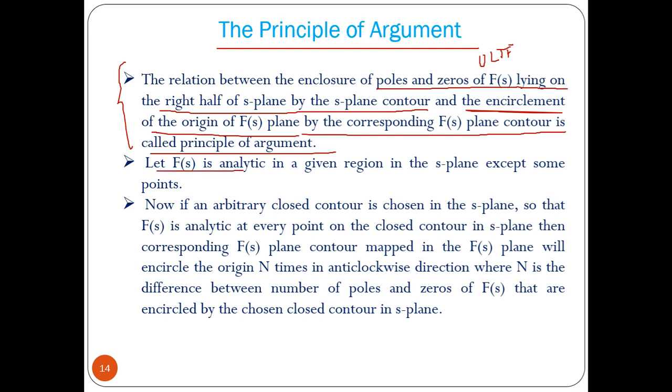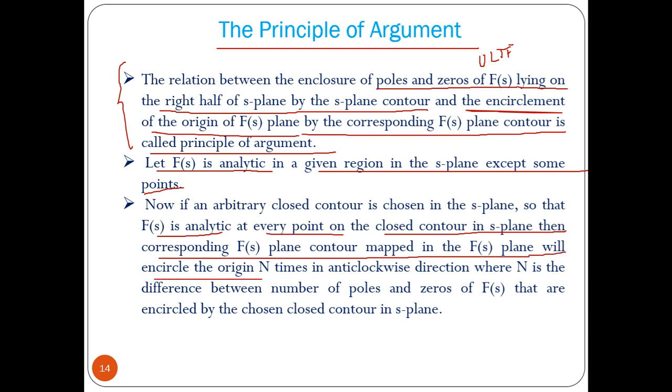Now let F(s), the transfer function, be analytic in a given region in the S plane except at some points, namely the poles. Then if an arbitrary closed contour is chosen in the S plane so that F(s) is analytic at every point on the closed contour, the corresponding contour mapped in the F(s) plane will encircle the origin N times in the anticlockwise direction. That means if we use this particular formula, N equal to P minus Z, here N is in the anticlockwise direction.